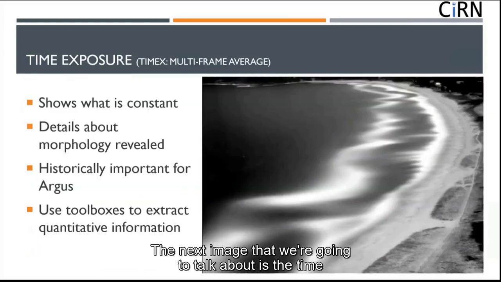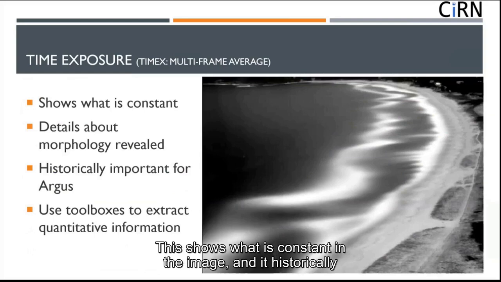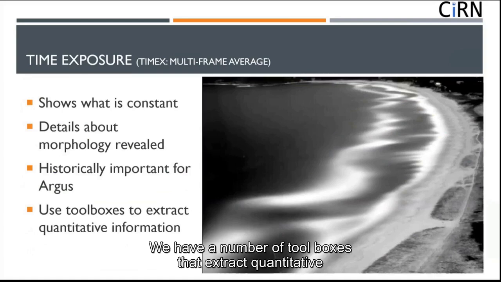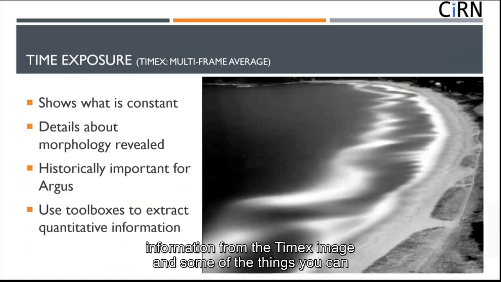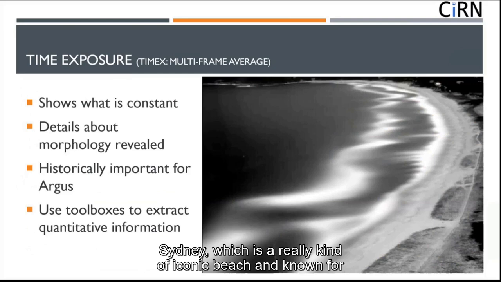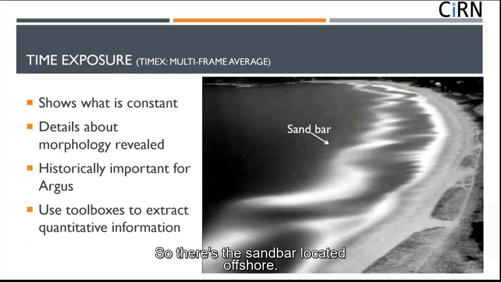The next image that we're going to talk about is the time exposure or time average image. This shows what is constant in the image, and it historically was a really important image because it revealed information about the morphology on the beach. We have a number of toolboxes that extract quantitative information from the Timex image. This is an image that was taken in Palm Beach, just north of Sydney, which is a really iconic beach and known for its interesting sandbar and rip current patterns. So there's the sandbar located offshore.